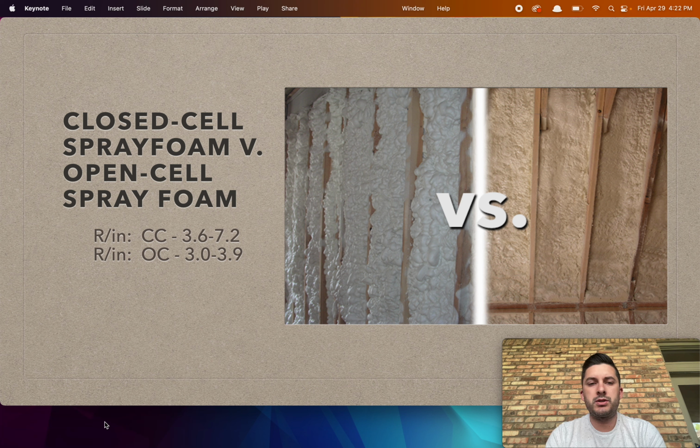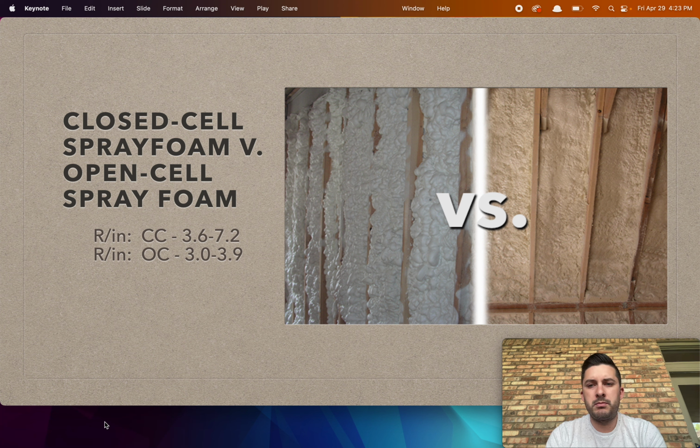Back again, and we're going to be wrapping up our insulation series. We're going to be talking about spray foams today, polyurethane spray foams. So, to start, there are two different types of spray foams that we use for insulation. One is closed cell spray foam, and the other is open cell spray foam.